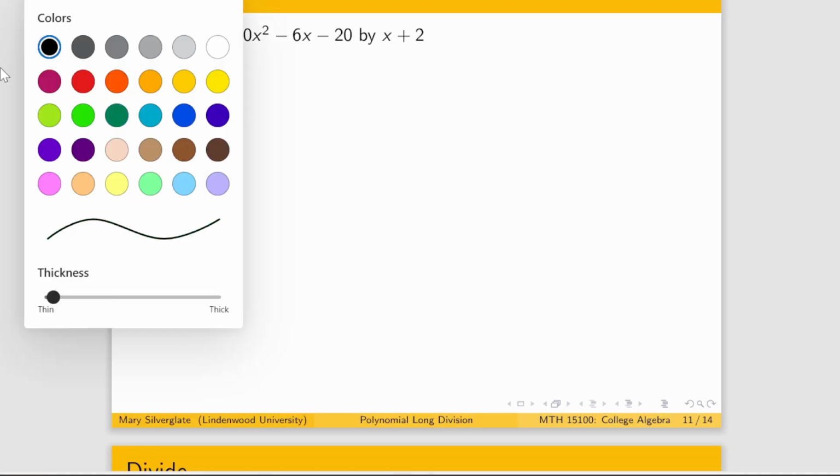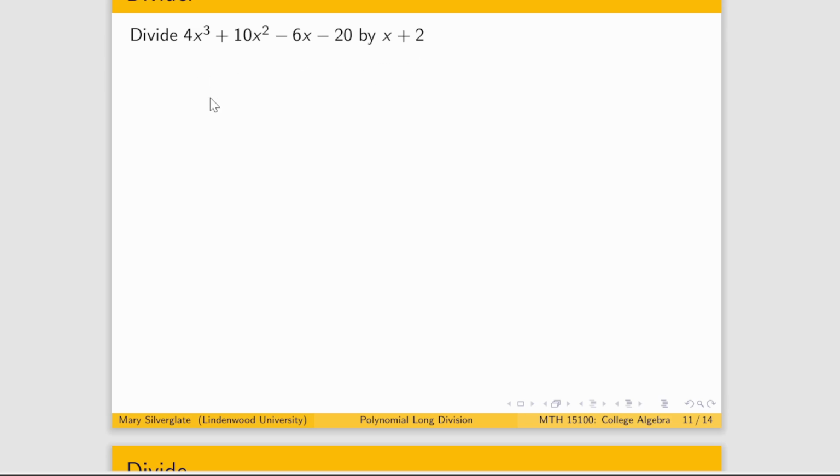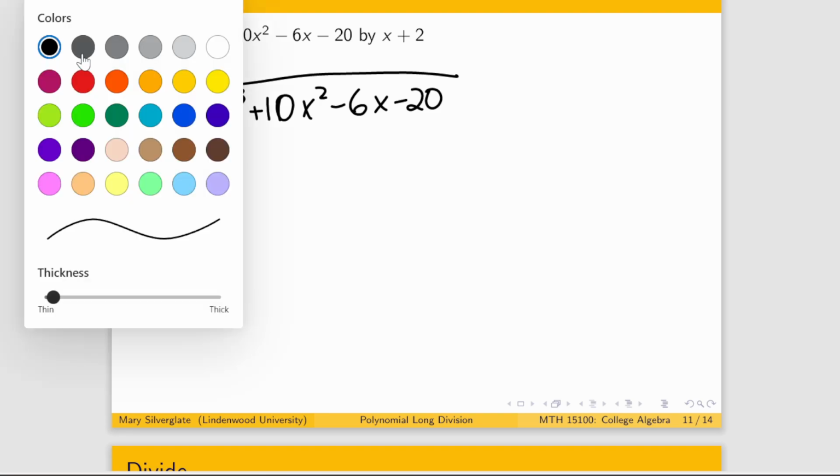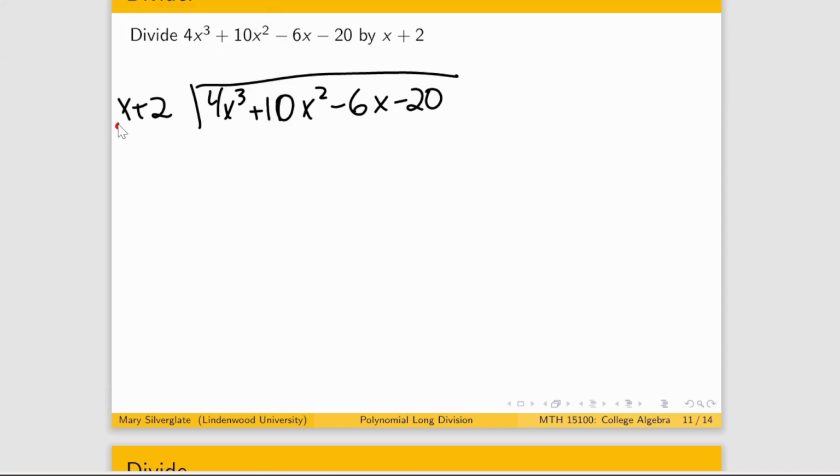Go ahead and pause this video and try to do out this long division yourself and then compare with what we get. So we have 4x cubed plus 10x squared minus 6x minus 20 divided by x plus 2. First thing we want to ask ourselves is x times what will give us 4x cubed. So we can do that to the side. 4x cubed divided by x gives us 4x squared.